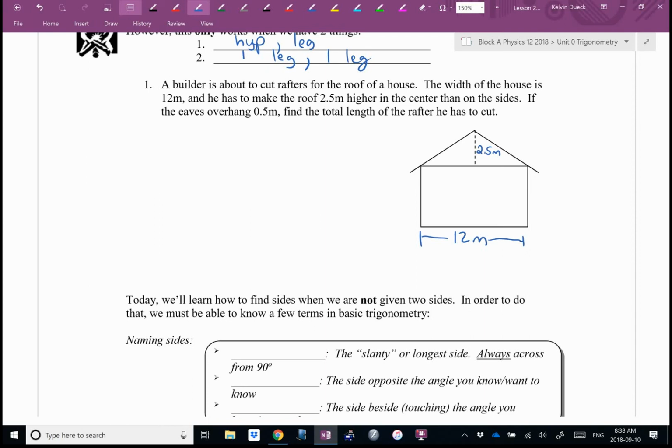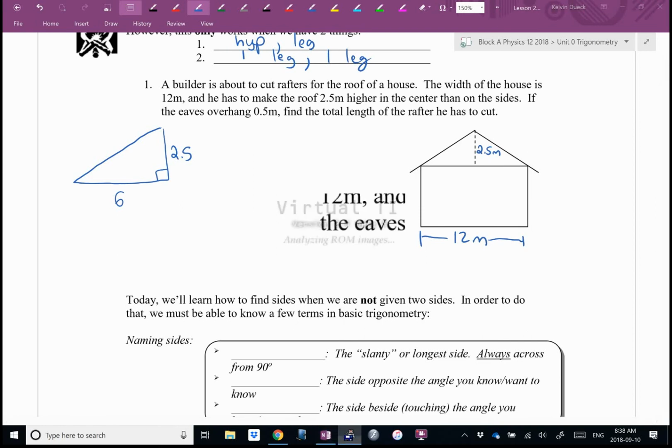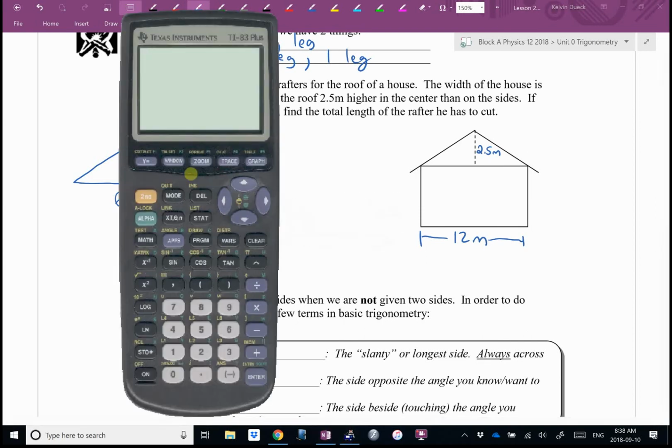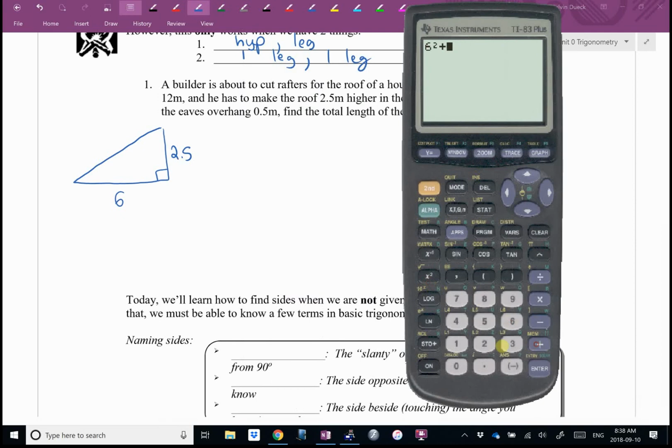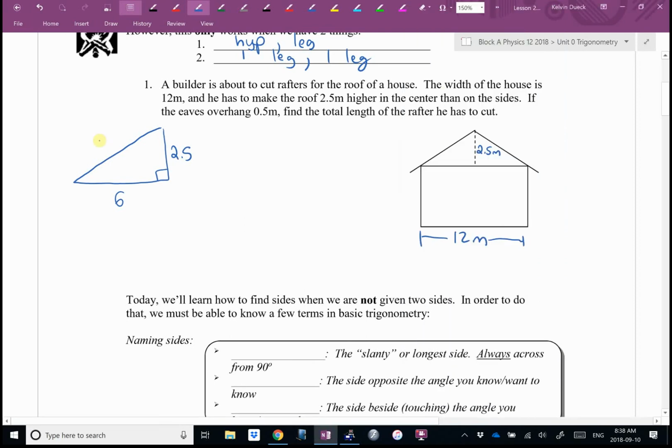Okay, we can solve this with Pythagoras. I think the triangle that we're solving is this one here, 2.5. How long is the base? Not 12. 6. Are we good enough to go straight to our calculator? I'm going to go straight to my calculator. I've got a triangle there. So it's going to be 6 squared plus 2.5 squared square root. This might work out to a nice decimal. So I get this is 6.5 meters.